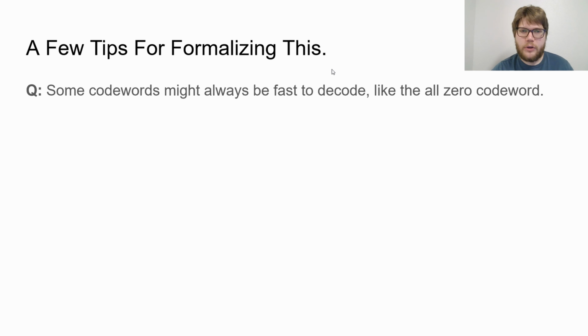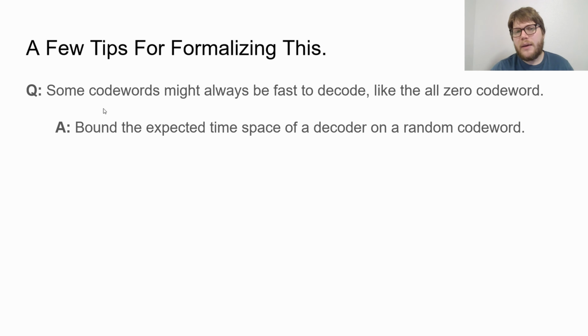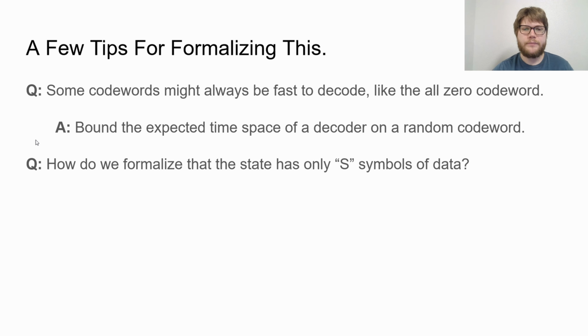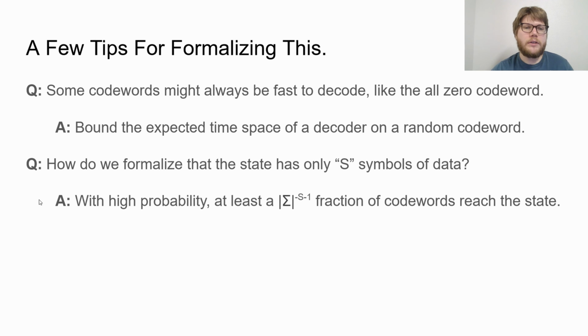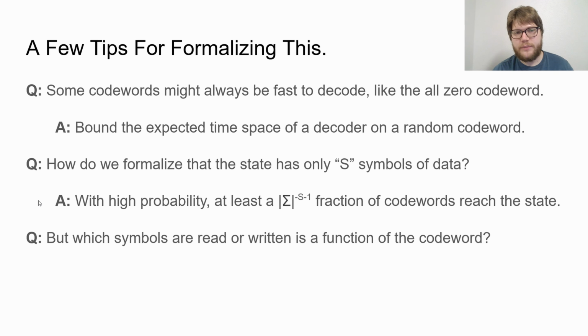Some code words might always be fast to decode, like the all-zero code word. Well, you just bound the expected time of the decoder instead of saying it always takes a long time. You just say in expectation it takes a long time. You might ask, how do we formalize that the state only has S symbols of data? Well, you just do a probabilistic argument: with high probability, whatever state you get had a large fraction of code words that reach that state.